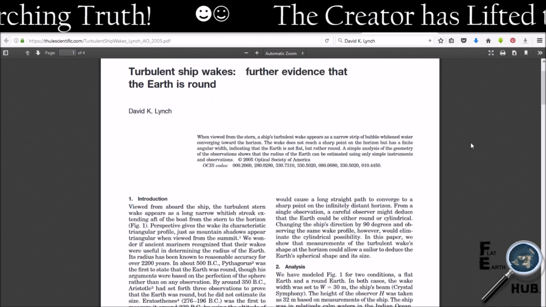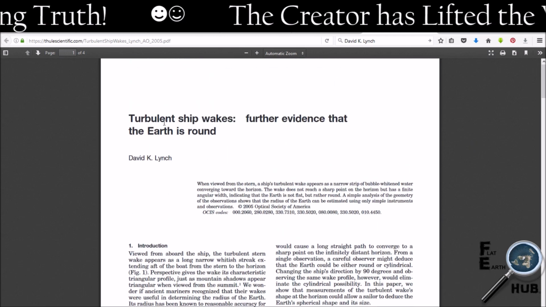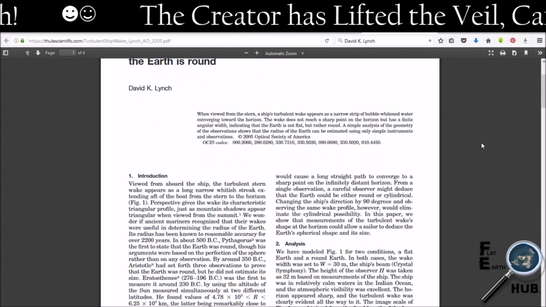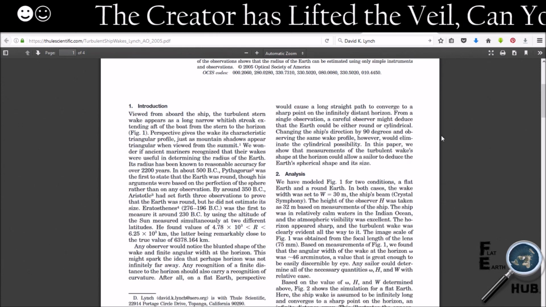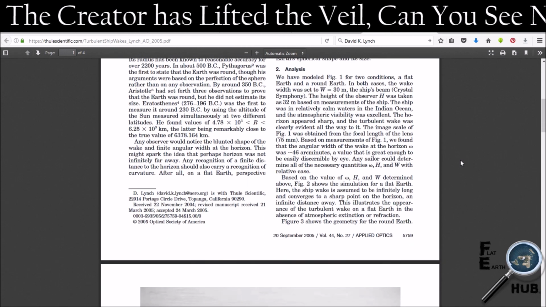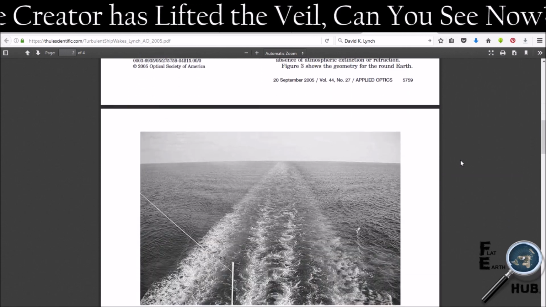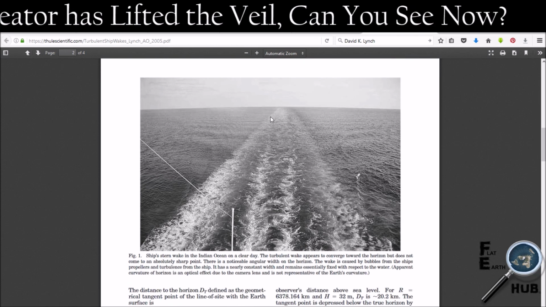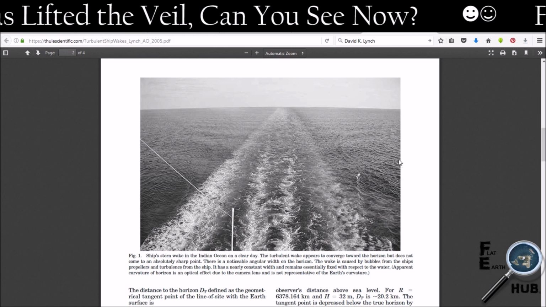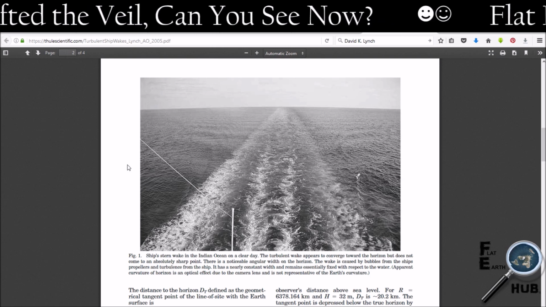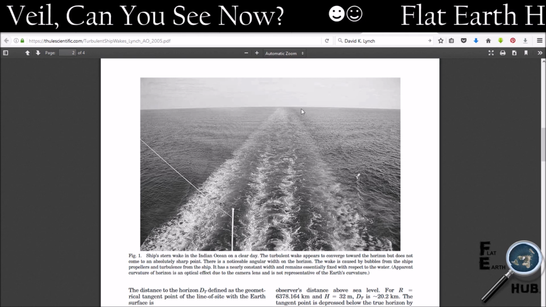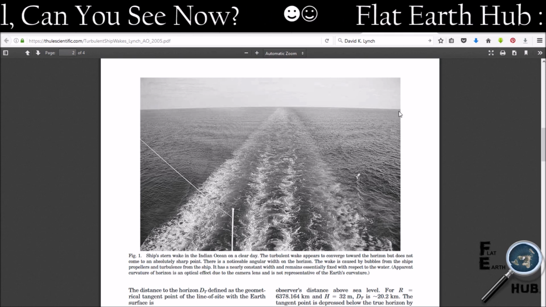Okay, and then with this paper, it's the turbulent ship wakes, further evidence that the Earth is round. And this was an earlier paper done in 2005. Basically, I'm not going to go into detail here. We'll talk about this after we talk about the curvature paper tonight, because it's in line with it. But first thing I want you to take note of is that in the later paper in 2008, he talks about how you have to put that horizon in the center in order to get a true picture of its curvature, right?